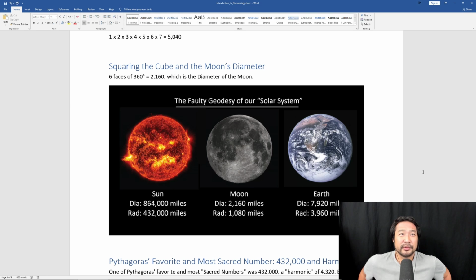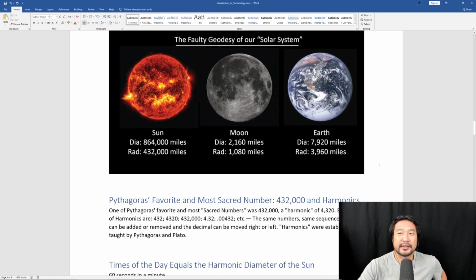Squaring the cube and the moon's diameter. Now, if you square a cube, you get 6 faces of 360 degrees, which equals 2,160. And that's the diameter of the moon. I mean, all they do with the radius is they double it. So that's just another coincidence there.